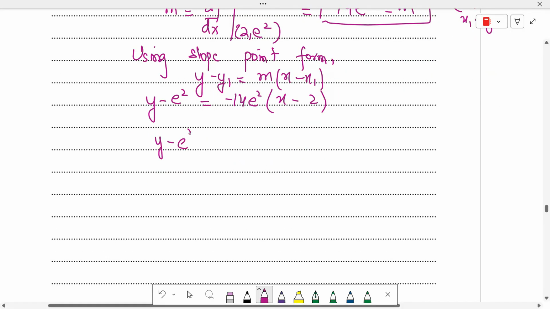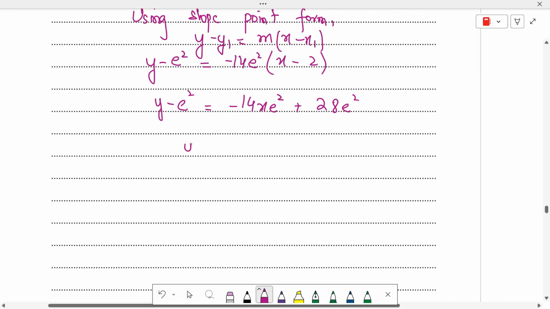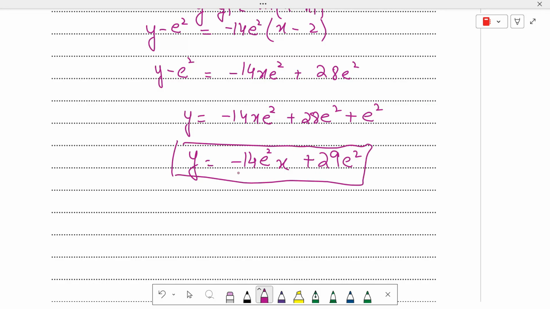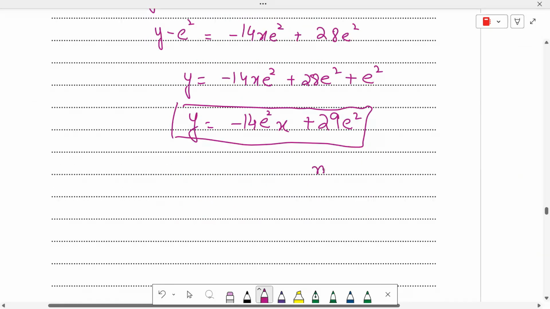Okay, y minus e to the power of 2 is equal to negative 14 times e to the power of 2 x minus 28 e to the power of 2, positive, sorry. And y is equal to negative 14 e to the power of 2 x plus 28 e2, and this one is plus e2. So y is equal to negative 14 e square x plus 29 e square. So this is the equation of the tangent, and m is equal to negative 14 exponential of 2 and c is equal to 29 exponential of 2.